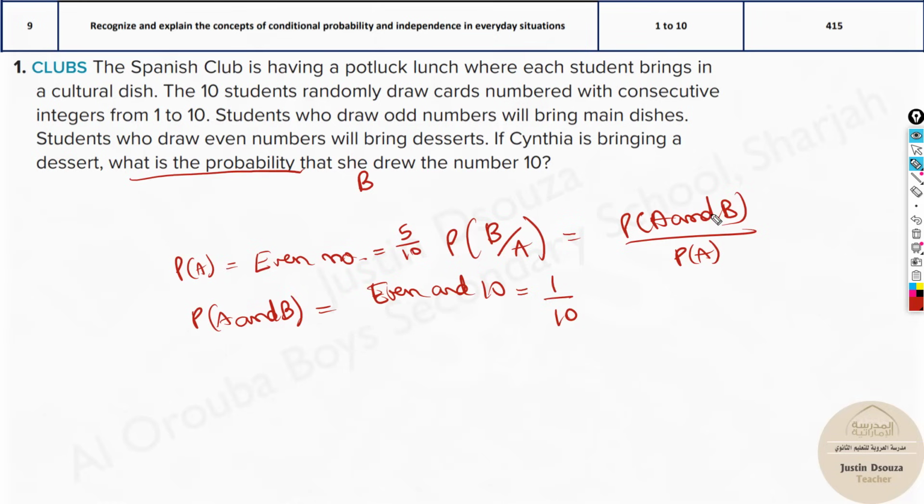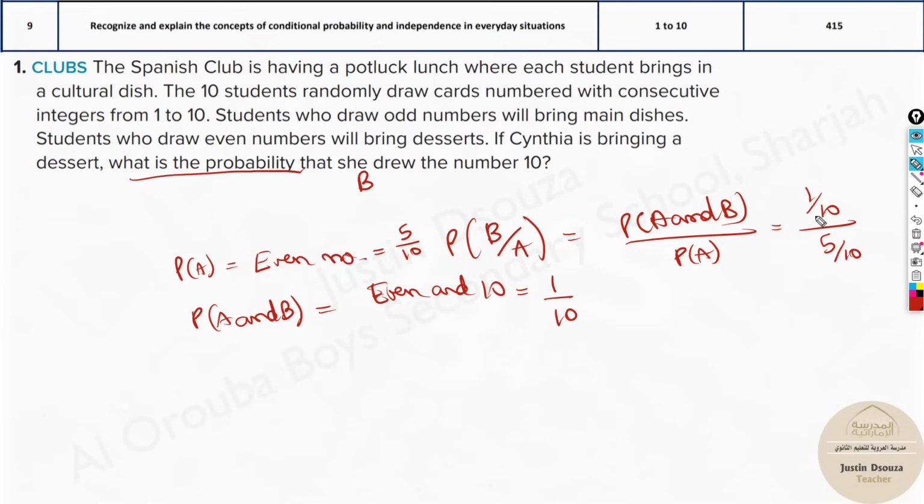So this is what we need to substitute in the formula now. We know the probability of A and B is 1 by 10, divided by the probability of even numbers, which is 5 by 10. Now this can be simplified. 5 by 10 is 1 by 2. So you can directly write it as 1 by 2.